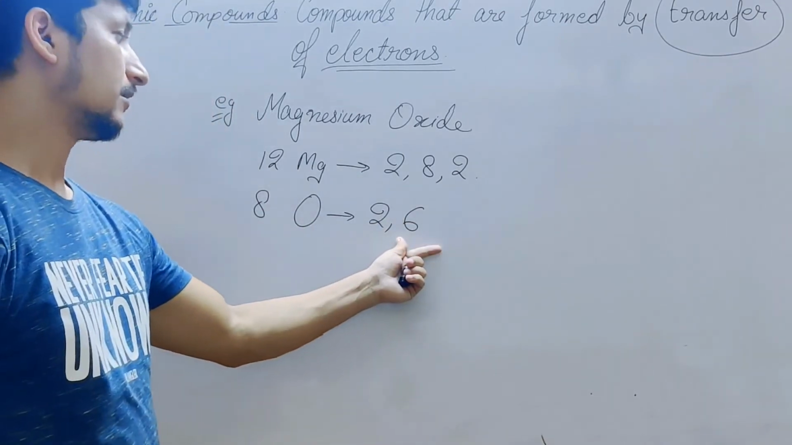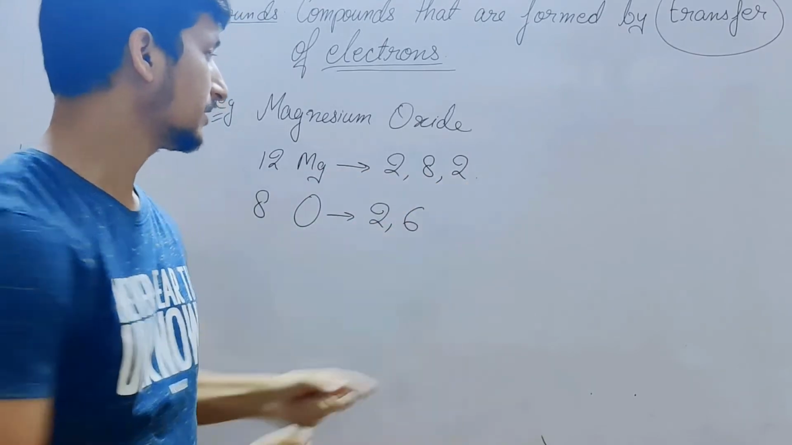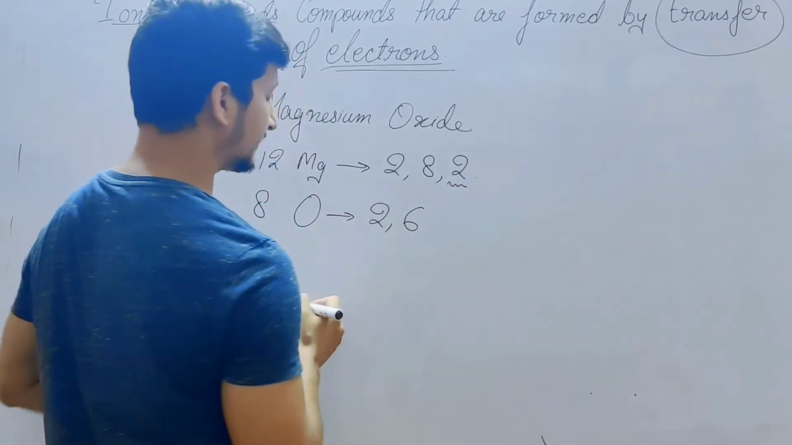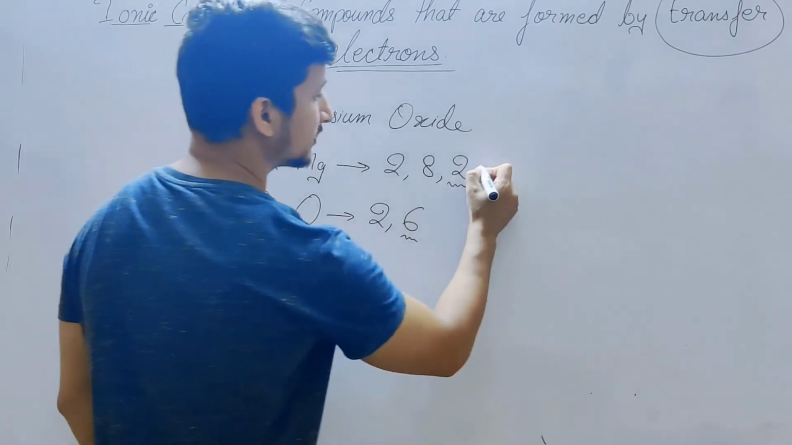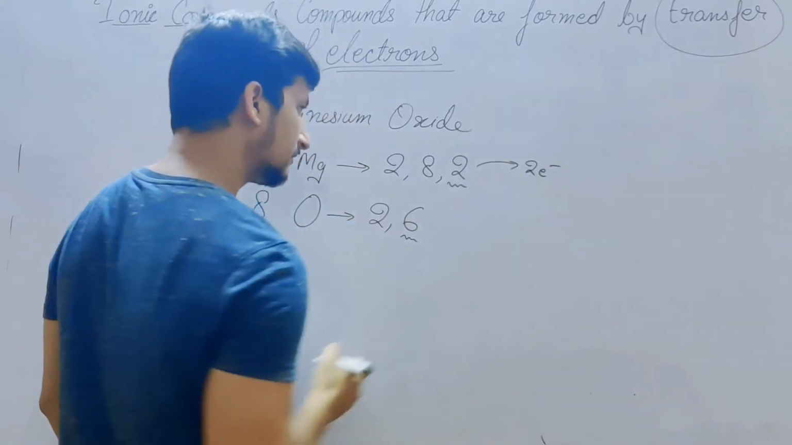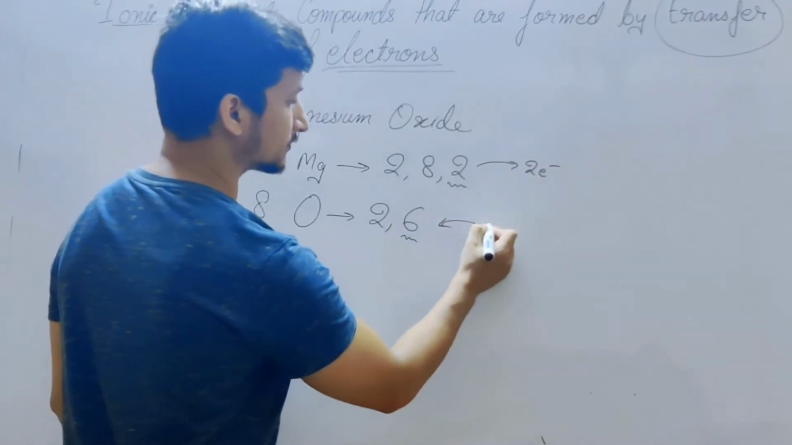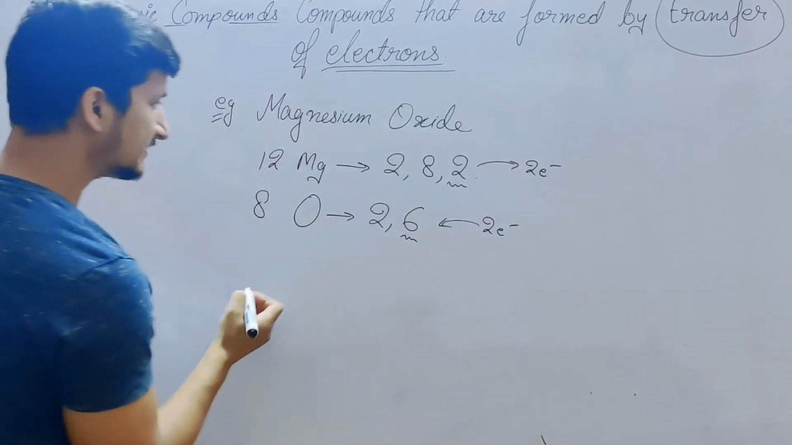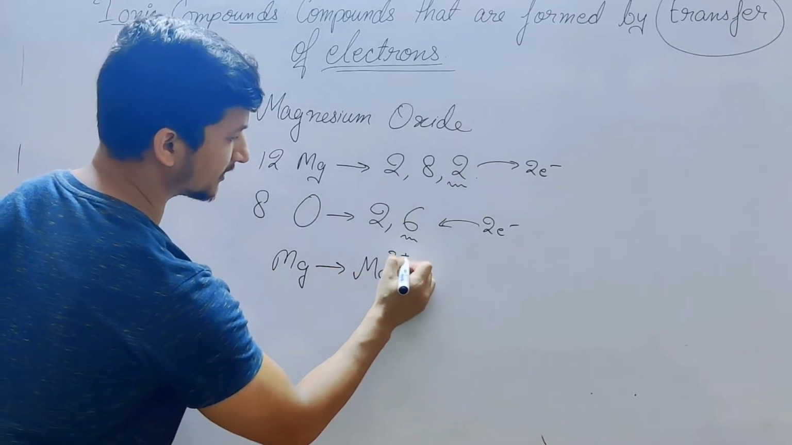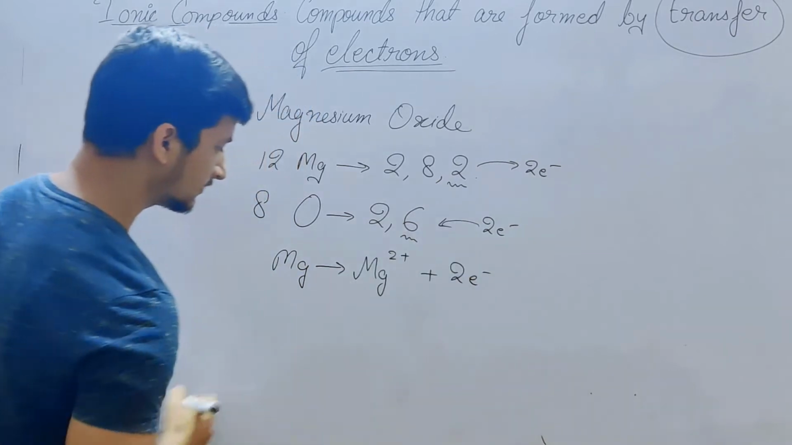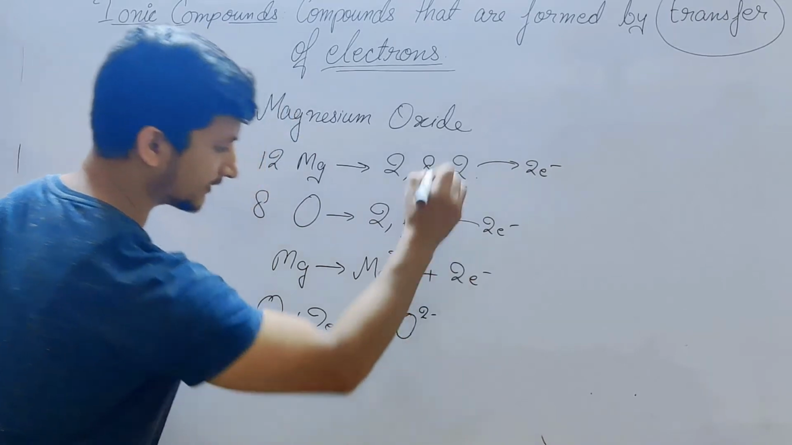Now look, as I have told you, each and every atom wants to complete the octet in the last shell. Magnesium has 2 electrons. It will not gain 6 electrons because the nucleus won't be able to hold 6 extra electrons, so it is going to lose 2 electrons. Whereas oxygen is not going to lose 6 electrons, it will gain 2 electrons. So magnesium will form the magnesium 2 positive cation as 2 electrons are lost, whereas oxygen will gain these 2 electrons and form the oxygen 2 negative anion.